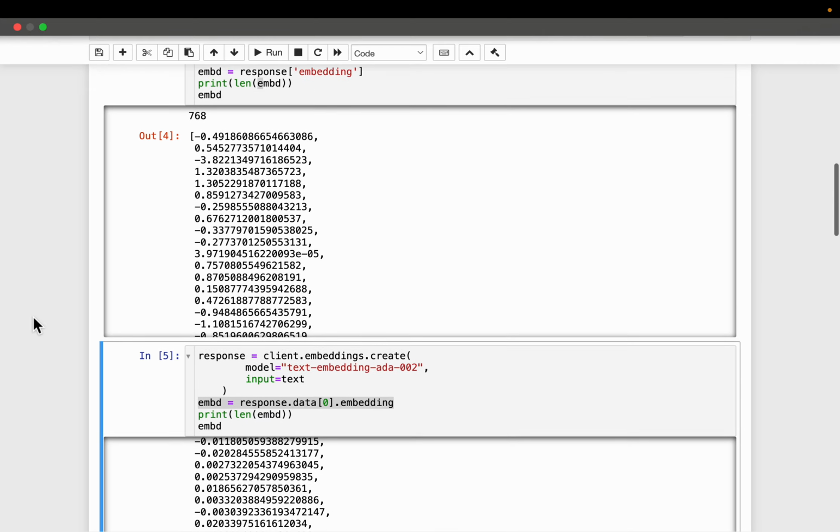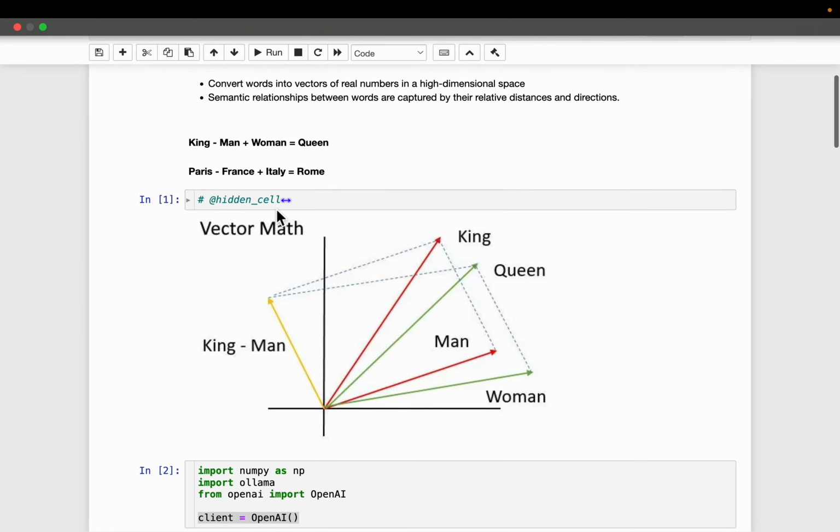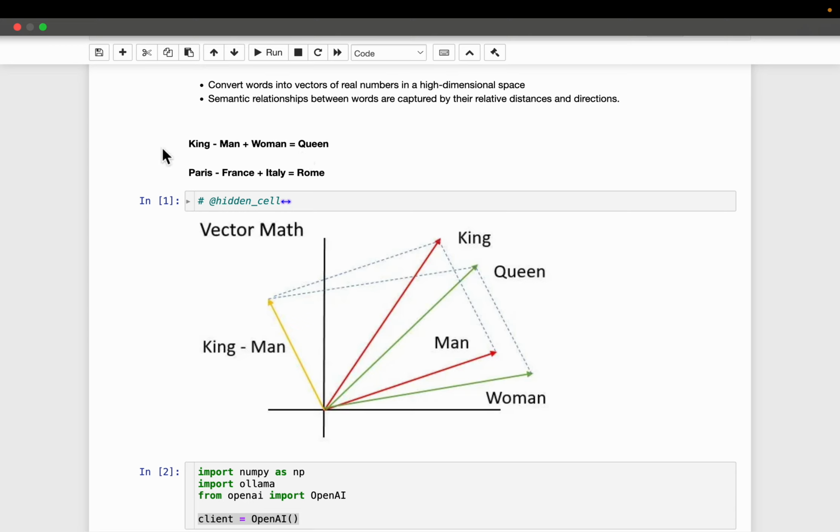Now what we are going to do is take these two examples and find the embeddings for all these four vectors, and then we will do the vector operations, the additions and subtractions, and verify if these relationships are indeed correct.